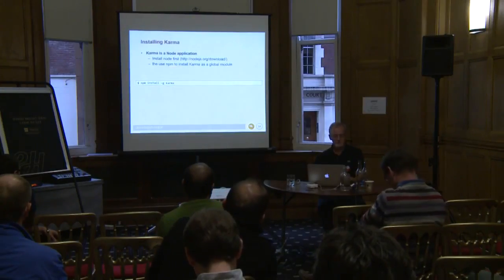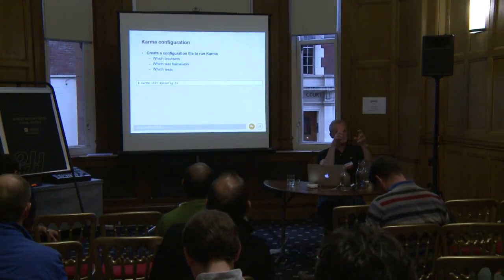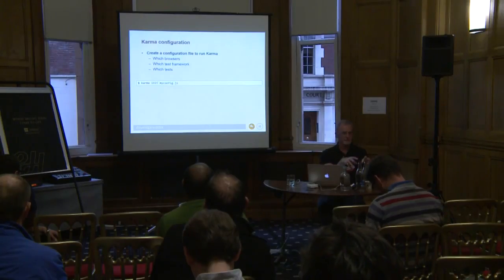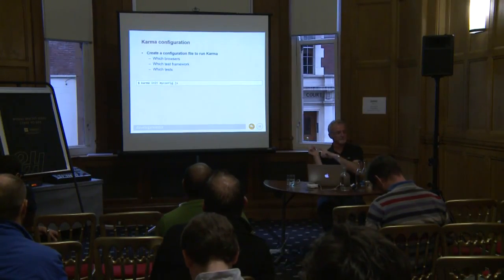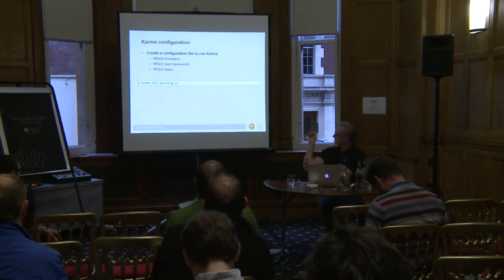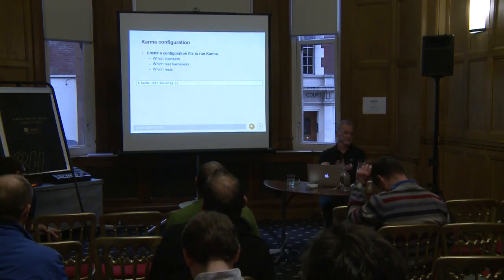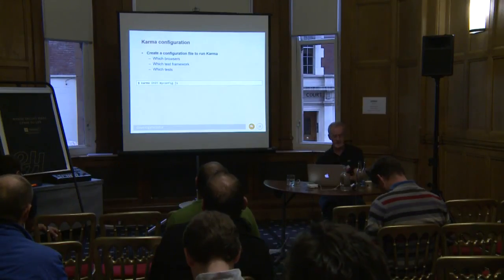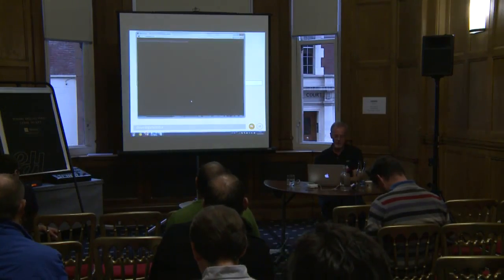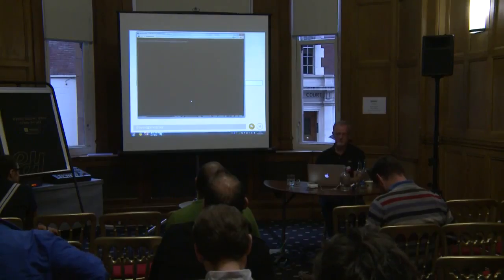What you can then do is, in the directory where you want to run the tests, you do karma init. Init will create you a configuration file. You can give it the name of the file, which is what we're doing here, or you can say to it, use your default config file name, and it'll create one called karma.conf.js as the default one.